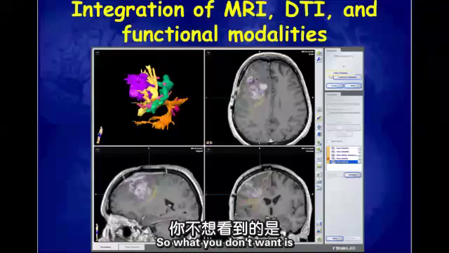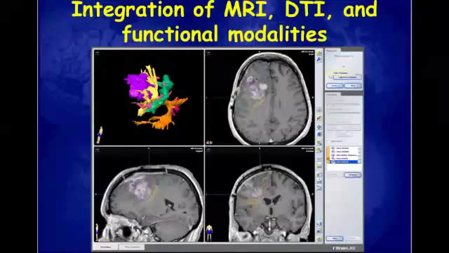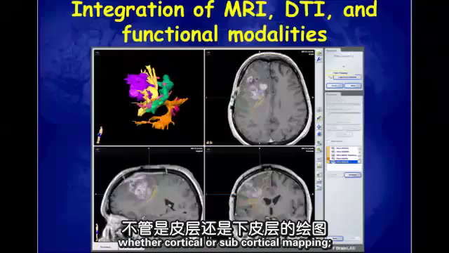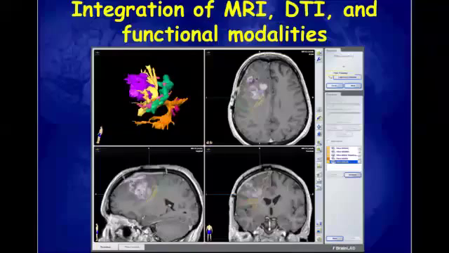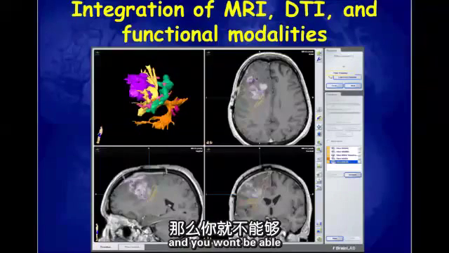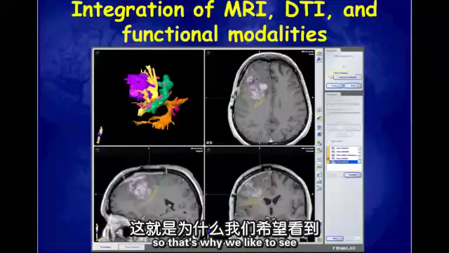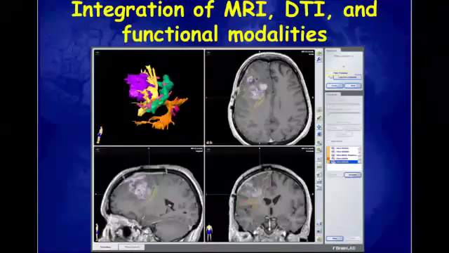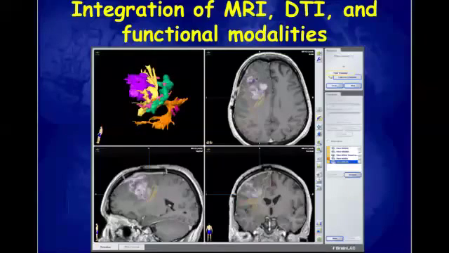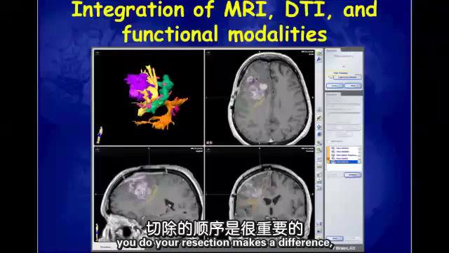So what you don't want is you don't want to cut these fibers at the beginning, before you do your mapping, whether cortical or subcortical mapping. If you cut these fibers, then the patient will have an SMA syndrome, and you won't be able to do the mapping through the case. So that's why we like to see where these fibers are and actually plan for that when you do an awake mapping case, because the order in which you do your resection makes a difference.